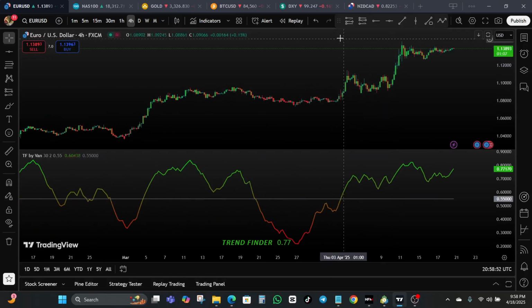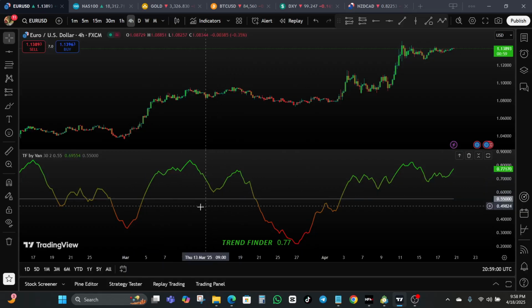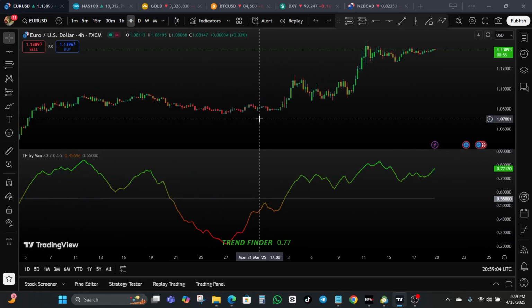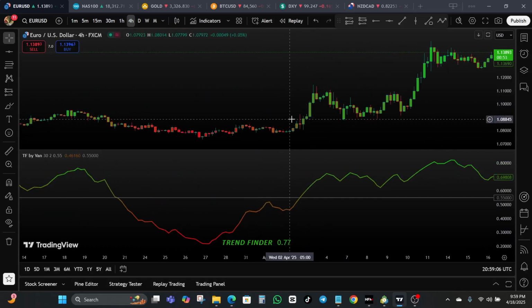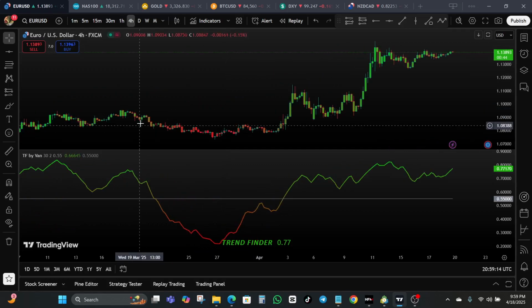Now, with this particular Trend Finder indicator that we're analyzing in this video, you can see that when it is a bullish trend, the color is going to be green. When there is bearish momentum, the color is going to be red. In addition to that, it also paints the candlesticks. When there is prevailing bullish momentum, the candlesticks are painted green. When there is prevailing bearish momentum, the candlesticks are painted red. So there is no more second guessing.